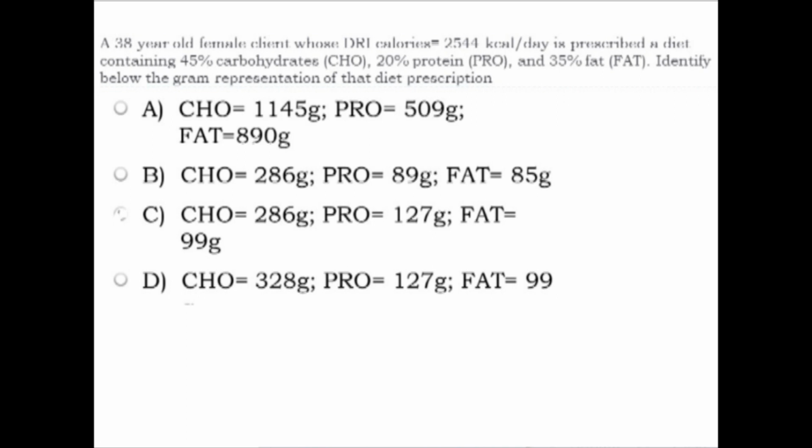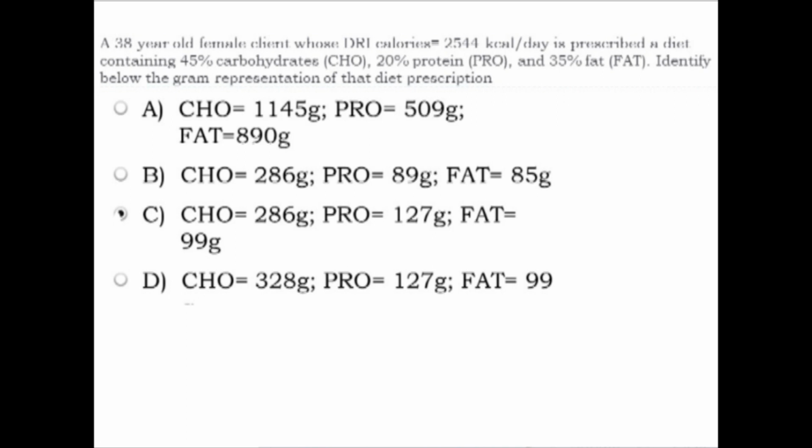Now, the correct answer should be C. Now, why is it C? It's C because if you calculate 2,544 calories multiplied by 0.45, which is 45%, divide that by 4, you get 286. So the carbs at 286 is good.